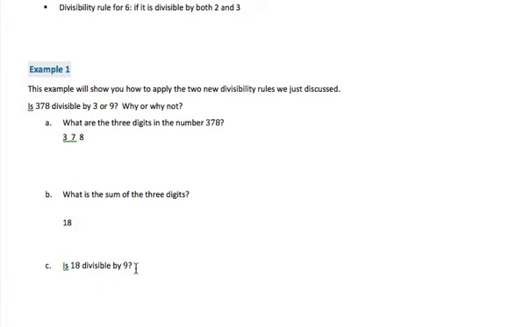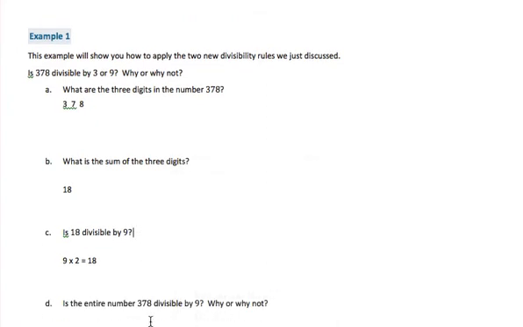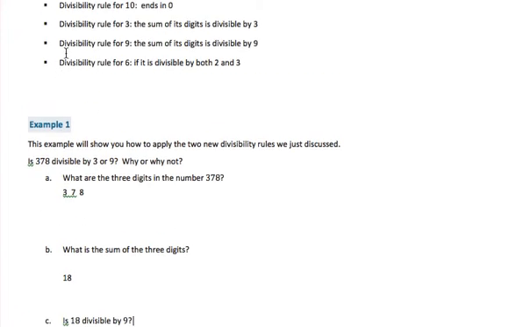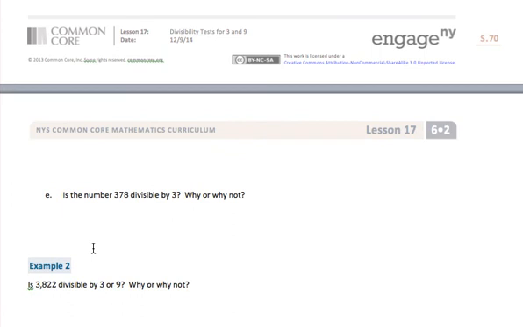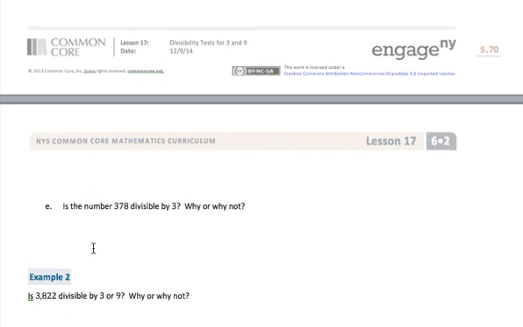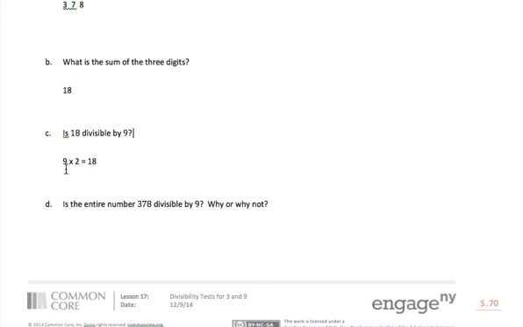Is 18 divisible by 9? Yes, because 9 times 2 equals 18. So that means that 378 is divisible by 9. We know that because the rule says a number is divisible by 9 if the sum of its digits is divisible by 9. Is 378 divisible by 3? Yes, because 18 is divisible by 3.